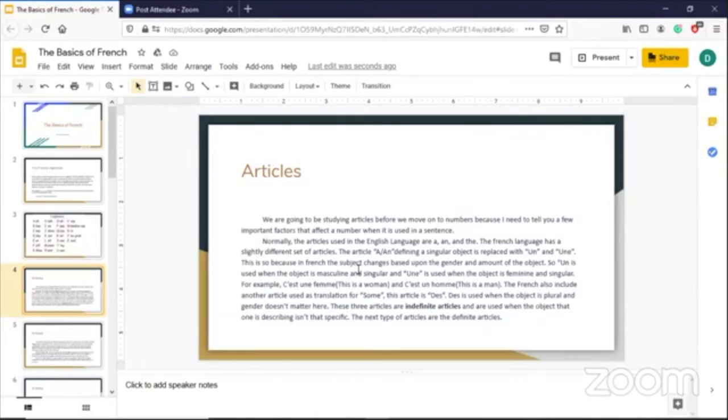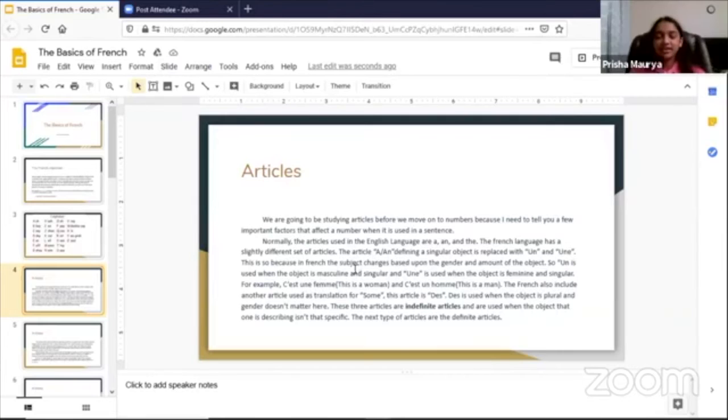So what exactly is an article again? Articles in English are a, an, and the. In French they usually have the same use that they have in English, but they have a huge number of types that they go into. Oh, okay.